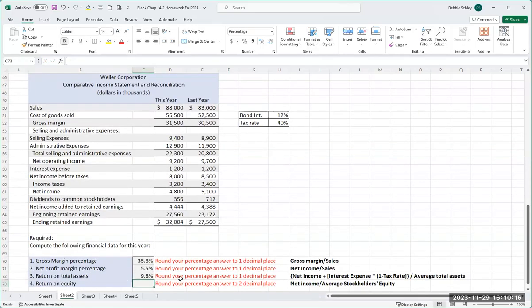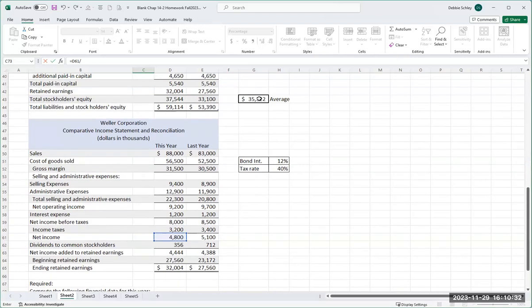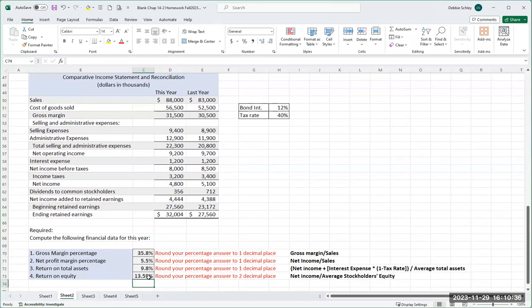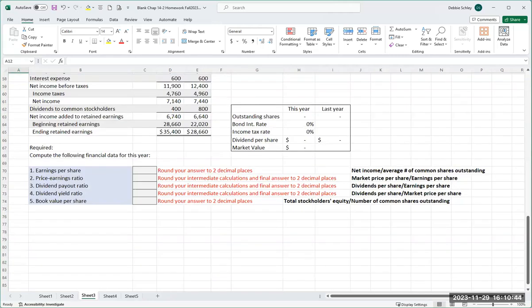So 9.8%, rounded to 1 decimal place, and it is a percentage. All right, return on equity equals net income for this year divided by average total stockholders' equity. So 13.59%. This one is rounded to 2 decimal places, and it is also a percentage. That's question 2.